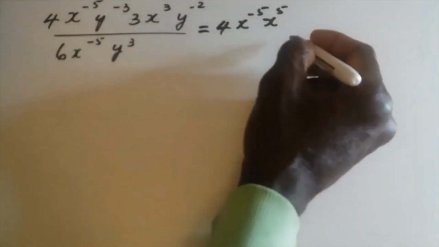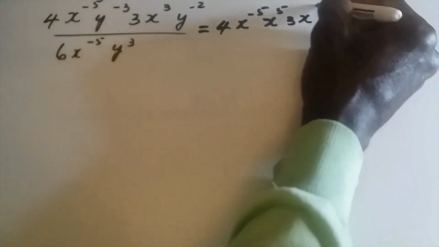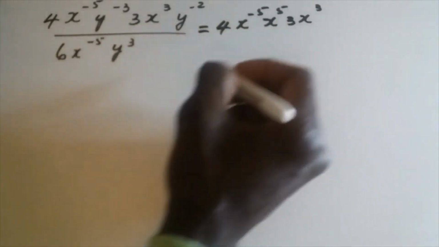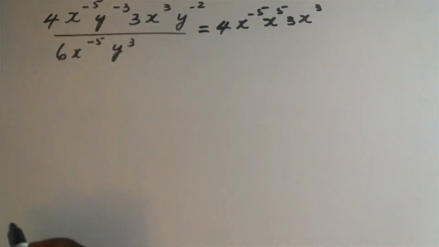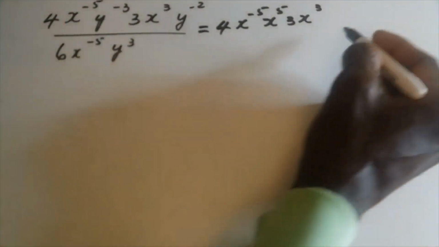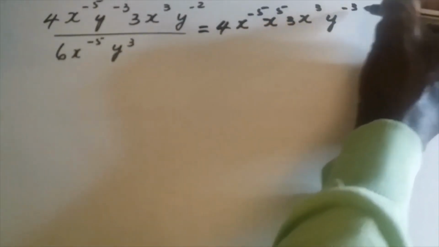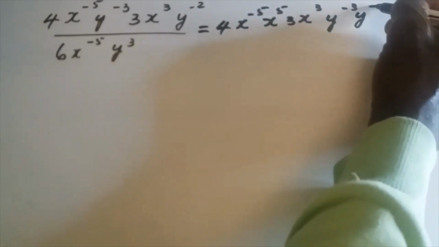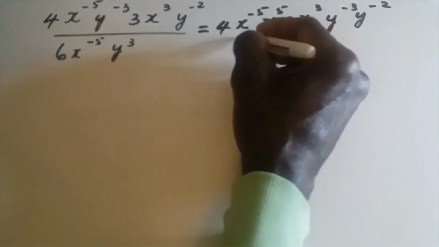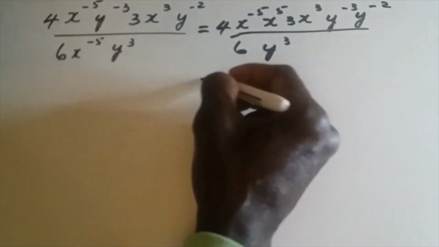Now we'll group also together with x. We have 3x cubed. All of these are multiplied by each other. We don't write the multiplication sign in algebra. We just leave it as written here. Now we look at the y's. We have in the numerator y to the minus 3, y to the minus 2. And now in the denominator we have 6y cubed left.